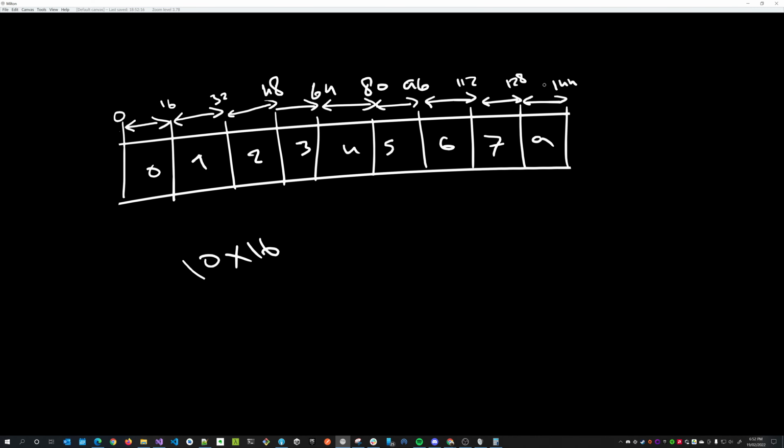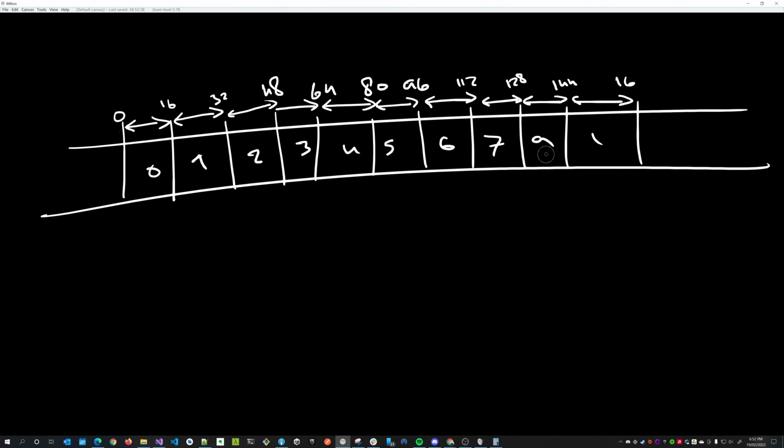This goes up to 144. What do I do? Oh, this is what? I forgot the 8. Got the 8. 8, 9. There you go. These are 10 cells.